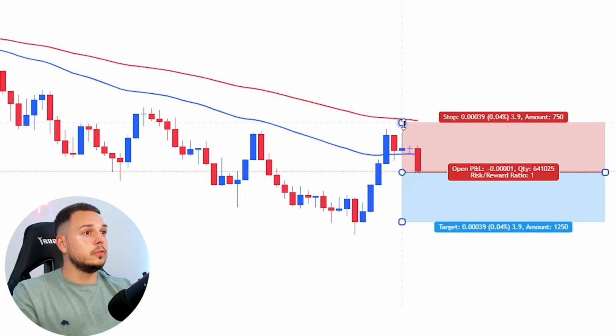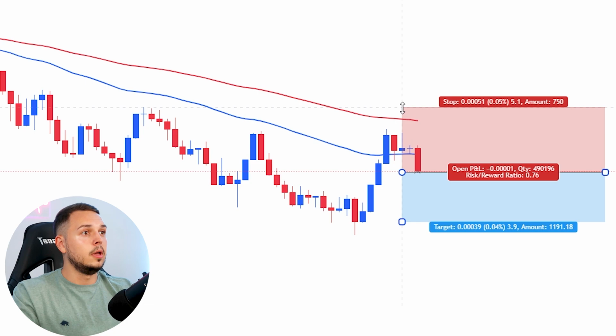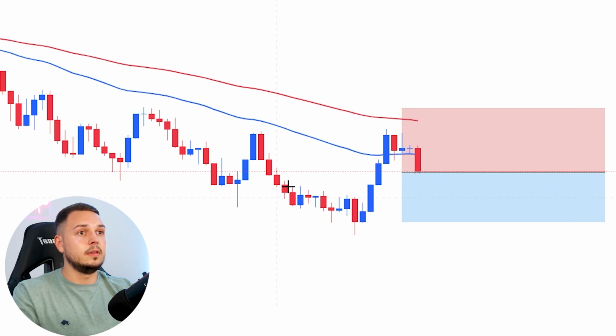Now, for stop loss or take profit, what do we need? Well, we want to have stop loss just above the previous area of sensitivity. So previous area of sensitivity would be over here or here, right? And the two moving averages as well.